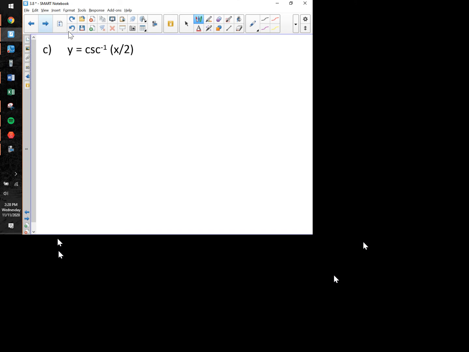Next, all right, C, y equals the inverse cosecant of x over 2. All right, let's get rolling here. The derivative of y, we're back to x now. Derivative of y with respect to x equals, and here we go. The derivative of inverse cosecant of any ratio is going to be negative 1 up on the top. Well, I'm going to put the negative there, but I'm going to leave out the 1 for now. You'll see why in a moment.